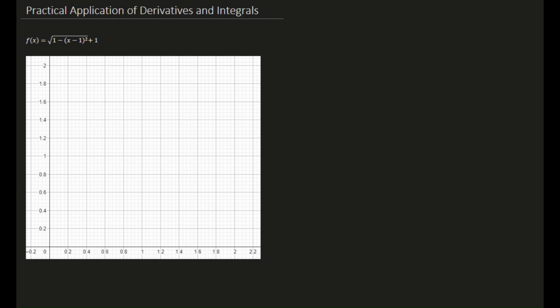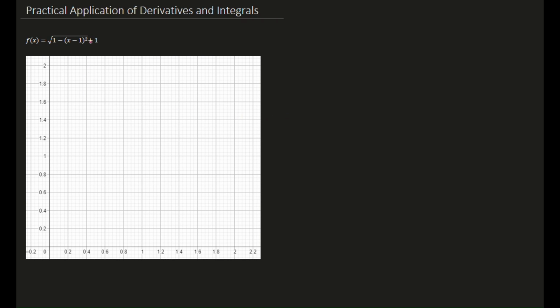A practical example of using derivatives and integrals is understanding how functions behave. So we can use derivatives to actually graph what functions look like by hand. If we were to ask you to graph f of x equals the square root of 1 minus (x minus 1) squared, plus 1, it might be a little confusing to graph that fully by hand.